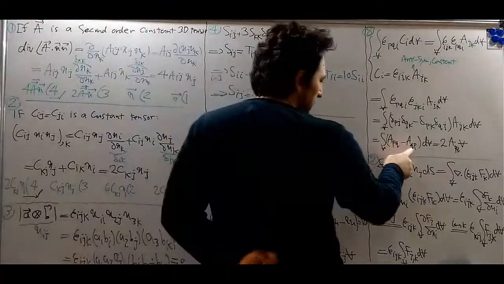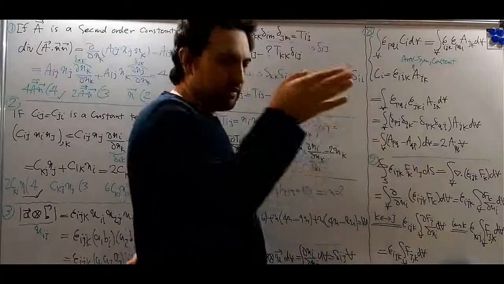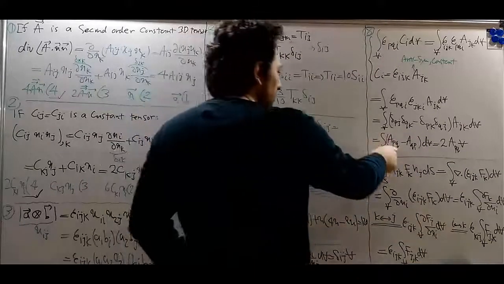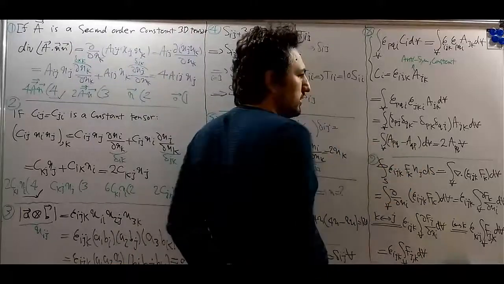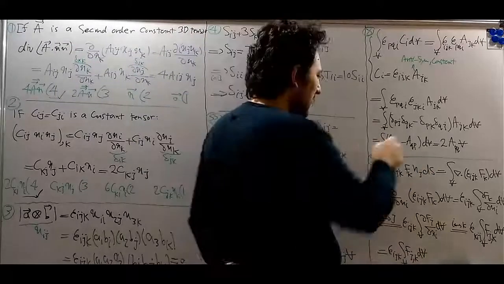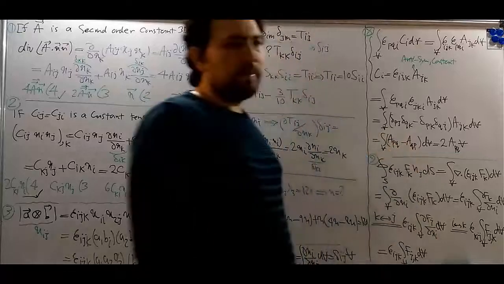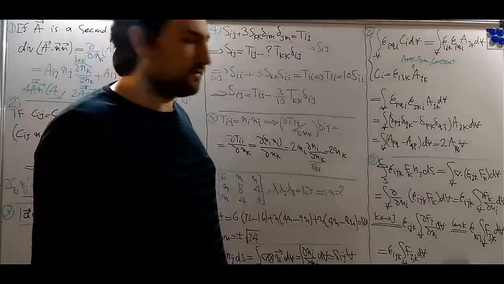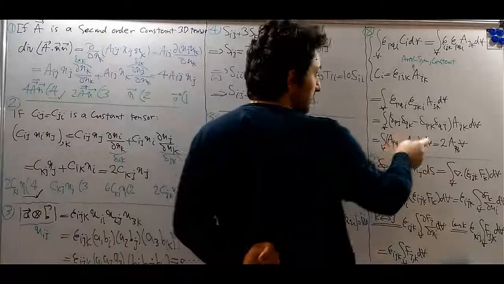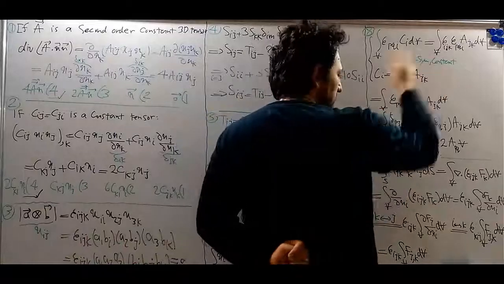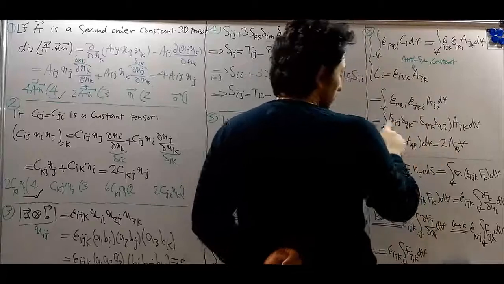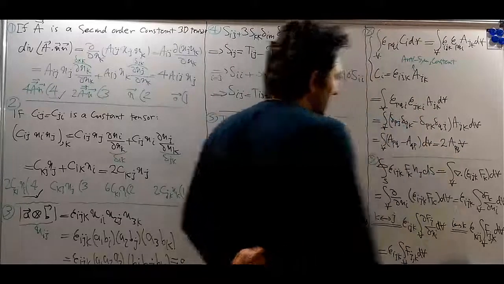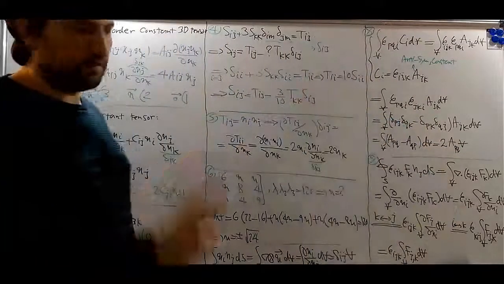So A sub QP equals negative of A sub PQ. So you can change the order of indices and replace this negative sign here by a positive sign. And also A is a constant tensor, so the result of this expression is twice A sub PQ V. V is the volume.